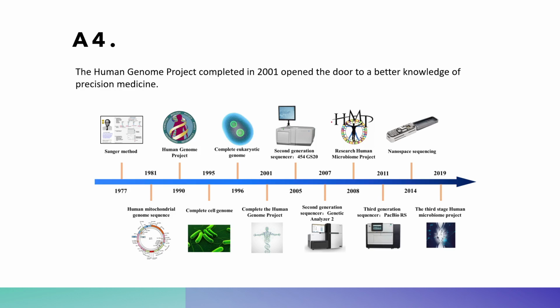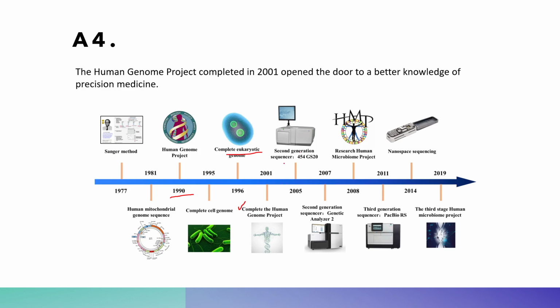In 1977 came the Sanger method, which is generally used for DNA sequencing. I guess everyone has heard about it, and we have also read about it in our sessions. It was discovered in 1977. Next is the human mitochondrial genome sequence in 1981, and the Human Genome Project started in 1990. In 1995 came the complete cell genome, then the first eukaryotic genome, and in 2001 the complete Human Genome Project.